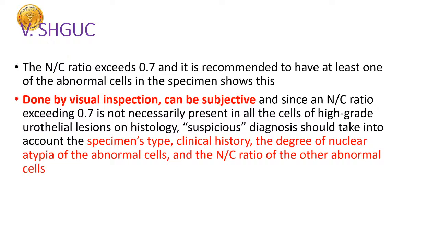Right. So, as we know, this is all done by visual inspection. This can be very subjective. So, everything else also needs to be taken into account, this being the type of the specimen, whether it is voided, whether it is barbotage, catheterized, the clinical history of the patient, the degree of atypia uniformly across the cells. It should not be just 1 or 2 cells and then you say it is SHGUC, right? So it is recommended to have at least one of the abnormal cells in the specimen show all the features which were written. Next slide, please.